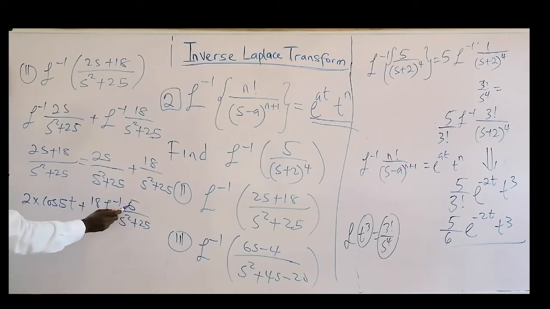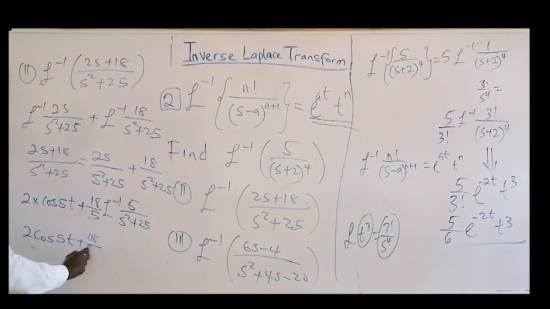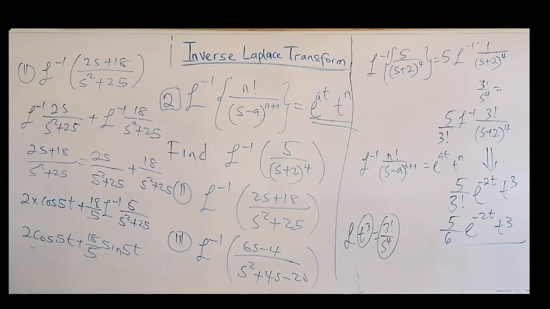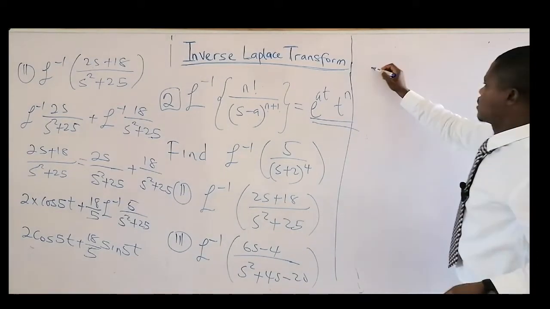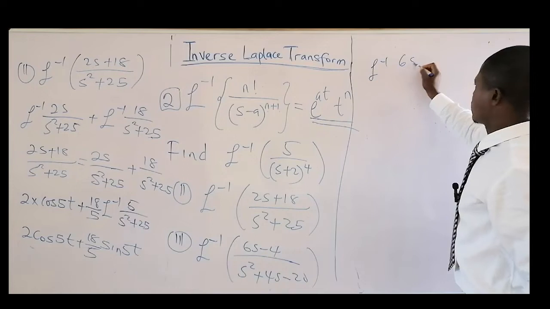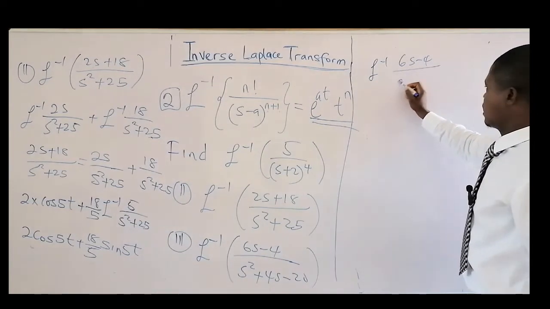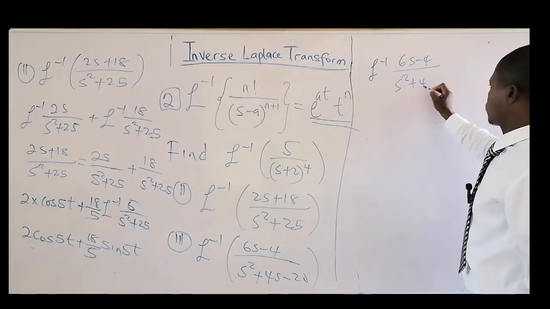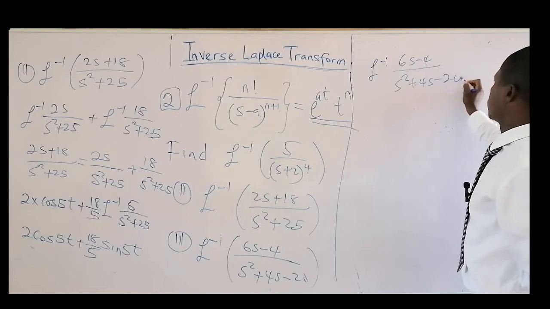Okay, but this 5 wasn't in the question. It's not in the question. So we brought it there, so we have to cancel that outside. And so our answer will be what? 2 cos 5t plus 18 over 5 sine 5t.